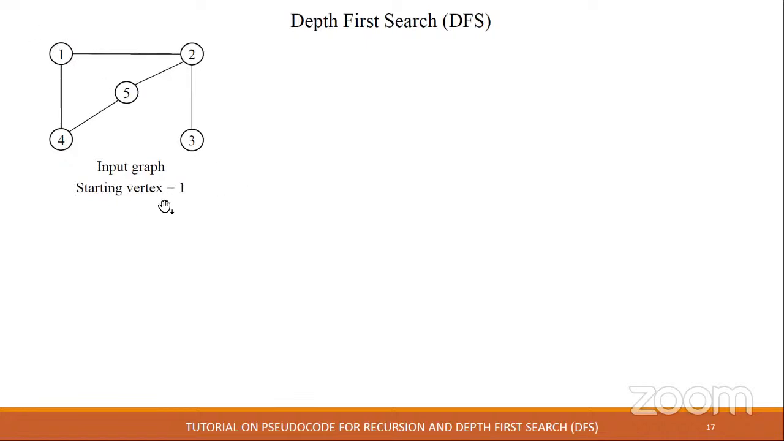Our 1 is the starting vertex, and initially we do not have this. The yellow colored one is the current vertex, and these blackish green colored ones are the vertices which are not yet explored. These are unknown entities to us.